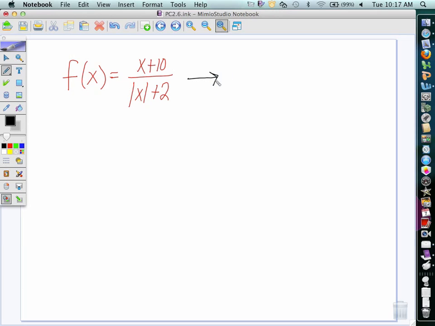We got one more problem left, and it is an absolute value. When you do absolute value, you must take your function and write it into a piecewise function. And your piecewise function would look like this. You need to take and drop off your absolute value symbols, x plus 10 over x plus 2.